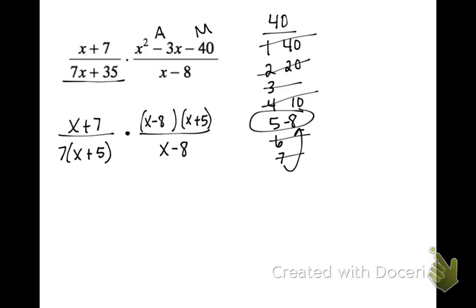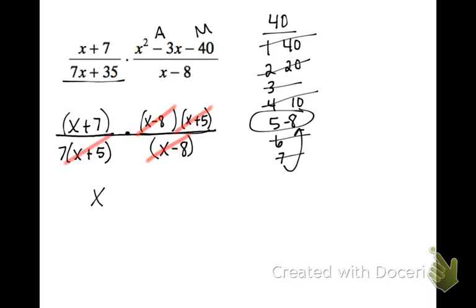Okay, so now we can think of this as one big fraction bar. So just go ahead and attach that on. We're looking to cancel out things on the top with things on the bottom. So here's my first one. I have an x minus 8 and an x minus 8. Those are going to cancel out. I also have an x plus 5 and an x plus 5. Those are going to cancel out.